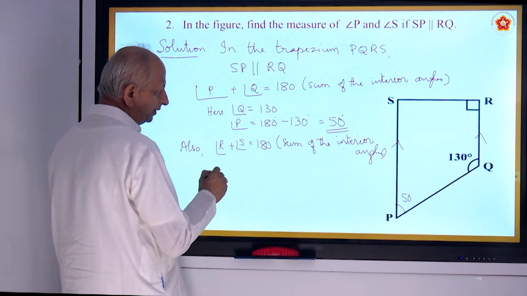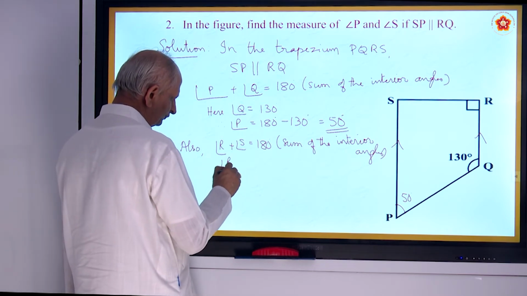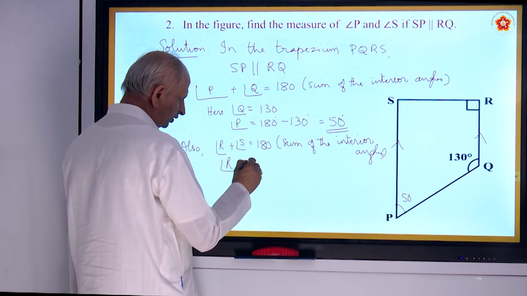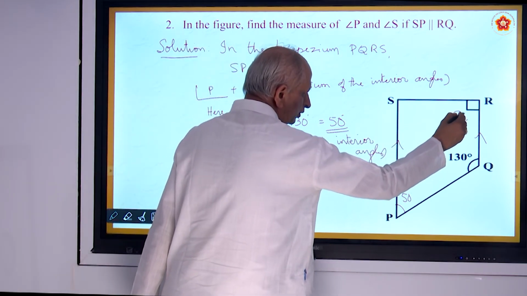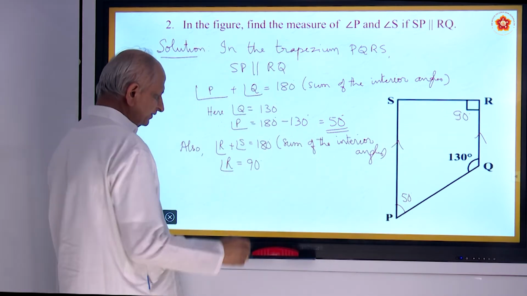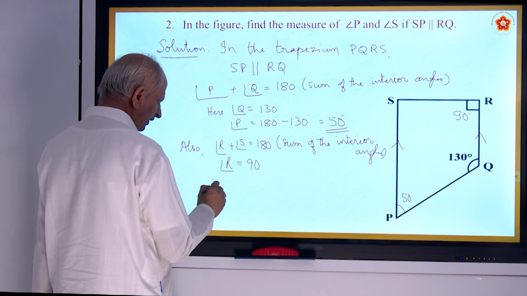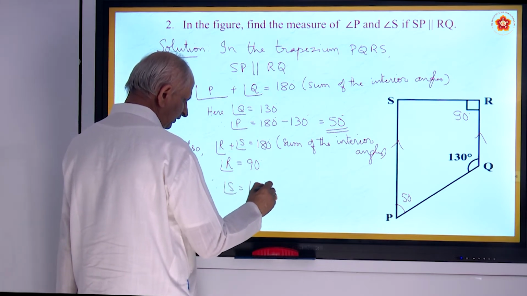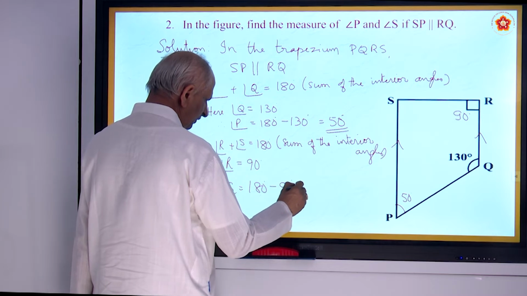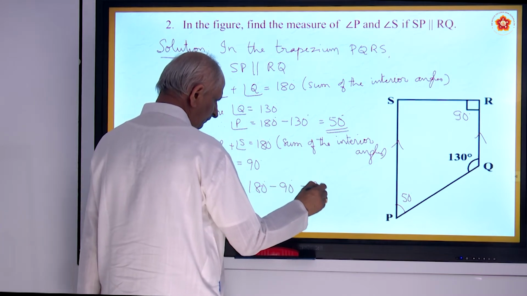Now here you are given R. It is not written but it is shown. So this is 90. If R is 90, therefore angle S becomes 180 minus 90. That is equal to 90 degrees.